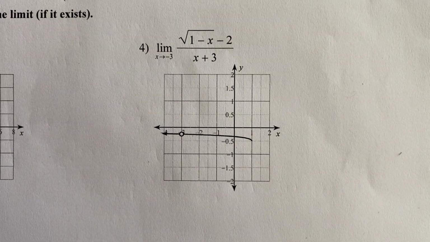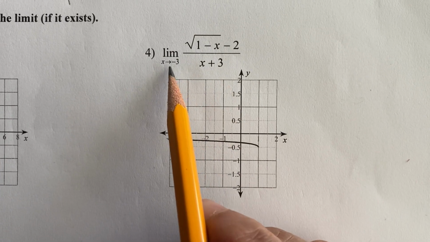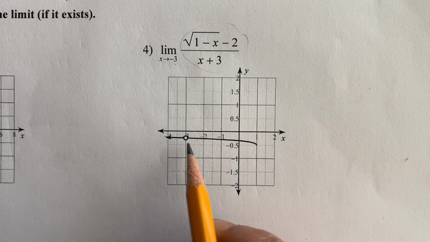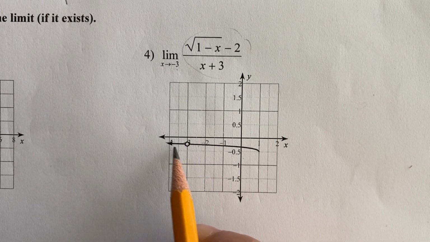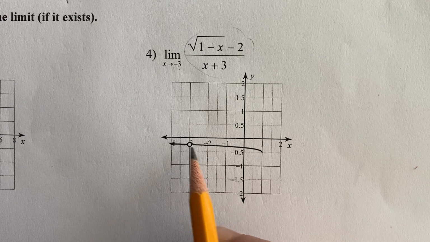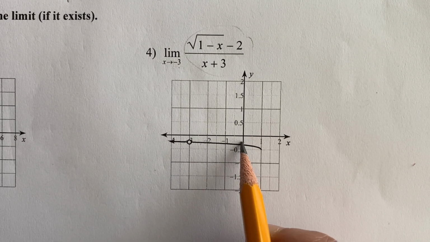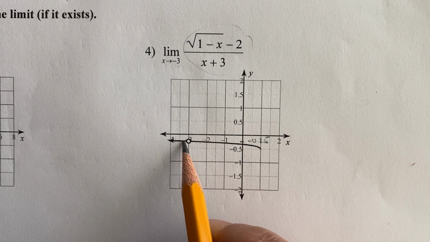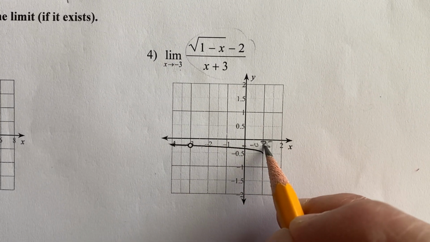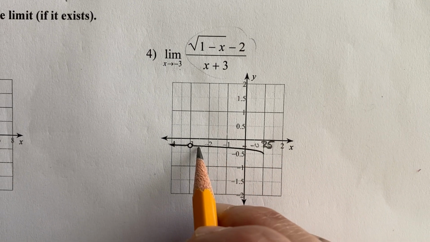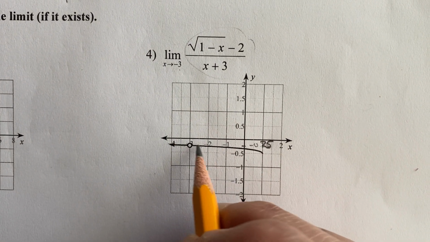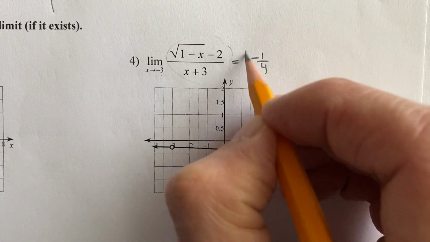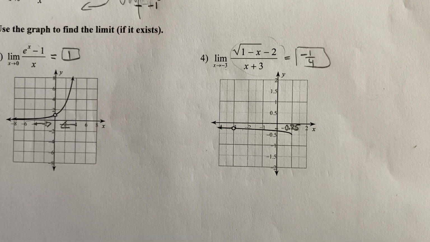Again, you have another function right here. The question is the limit as x approaches negative 3 of this function, which is already graphed. Okay, so negative 3 is right here on my graph. And as I'm approaching negative 3 from the left, it looks like it's getting close to negative 0.25, negative 1/4. And as x approaches negative 3 from the right, it looks like it's also getting close to negative 0.25. Okay, so you could say this is negative 1/4 just based on the graph. Okay, so that's just reading the graph.